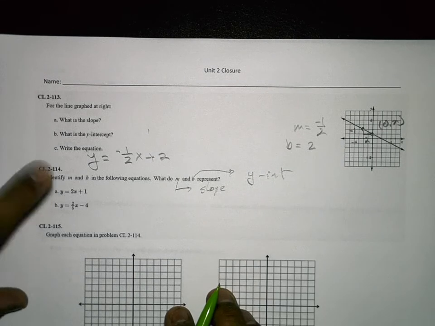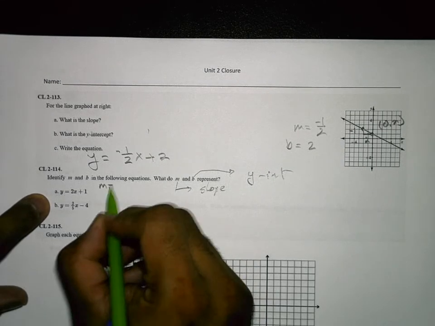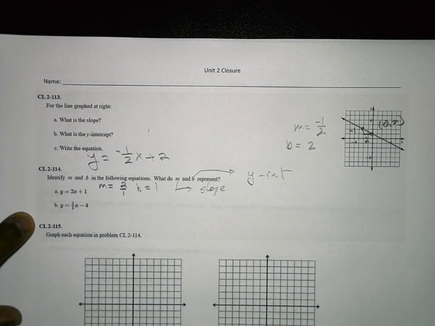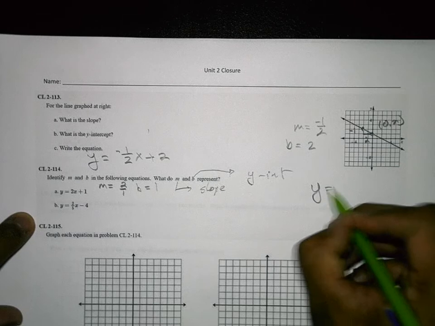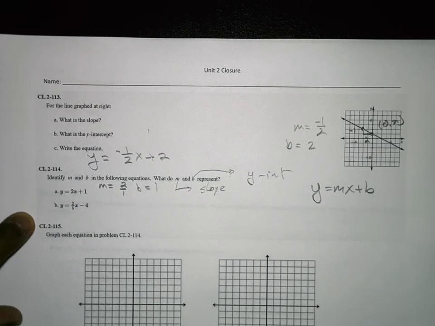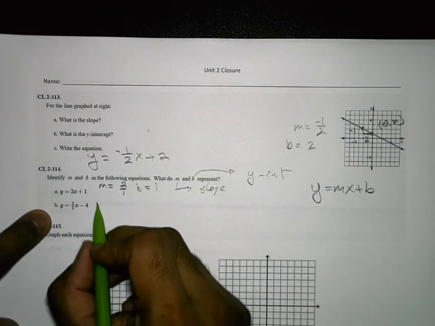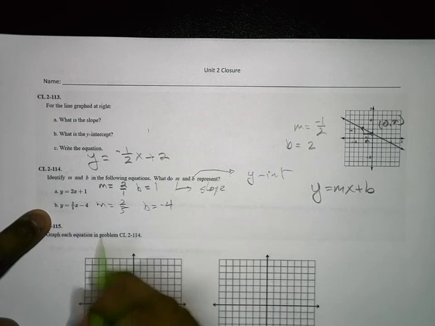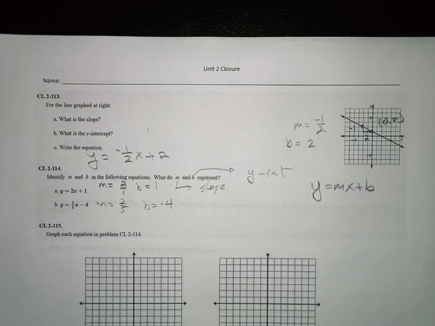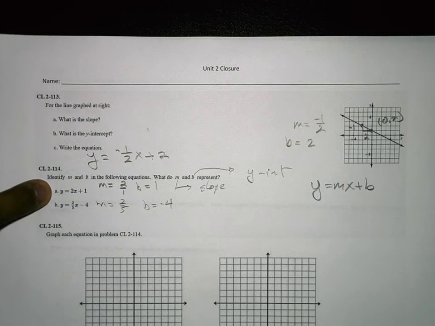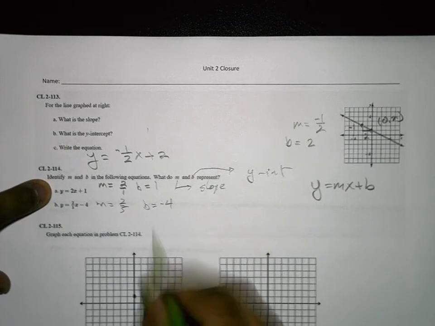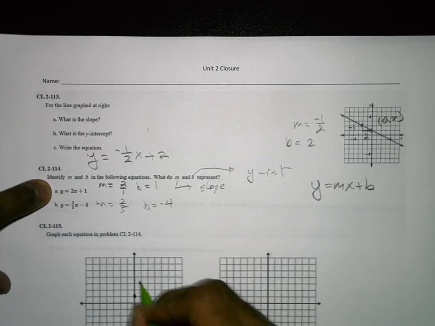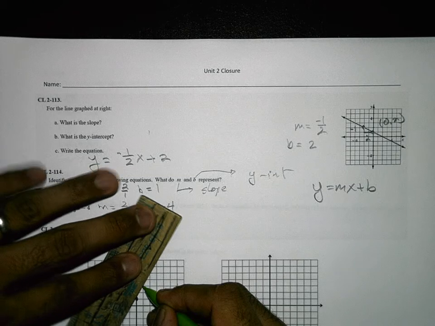So for letter A, the m is 2 over 1, and the b is 1. Right? I'm getting that from my y equals mx plus b. For b, the m is 2/5, and the b is negative 4. Okay. Then I want to graph these two, so let's go ahead and graph the first one up here. So I start at positive 1. That's my y-intercept. And then my rate of change is up 2 to the right 1. And I can draw the line in.